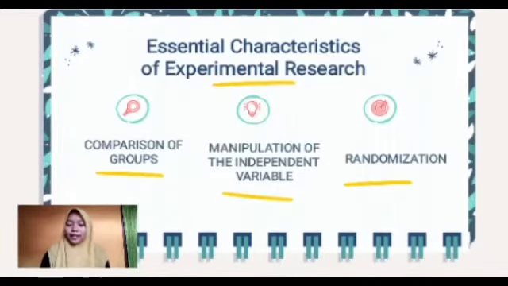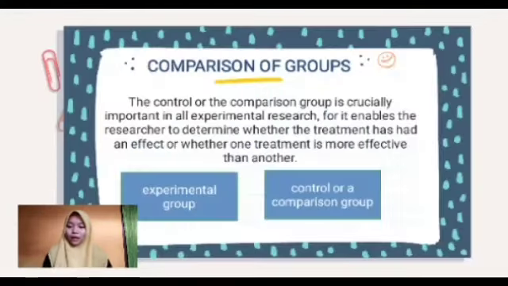And then there are essential characteristics of experimental research, and the essential characteristics here consist of three. The first one is comparison of groups, and then manipulation of the independent variable, and randomization. Okay, first we will discuss comparison of groups.